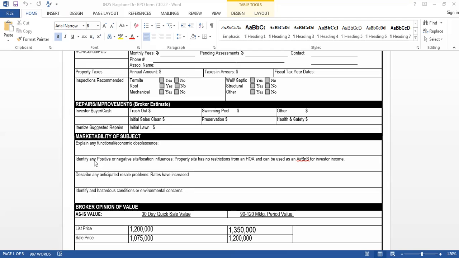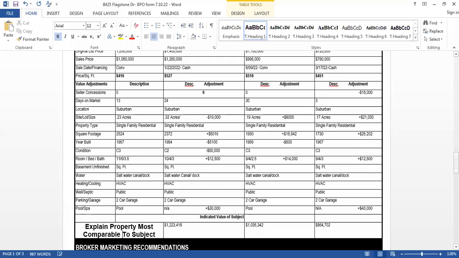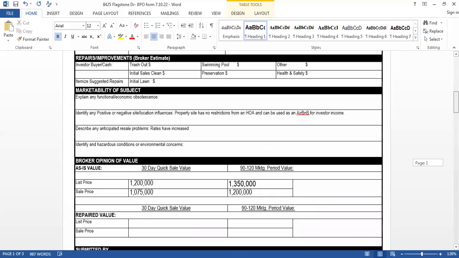And then you'll see here, identify any positive or negative site location influences. This particular one, the property has no site restrictions from an HOA and can be used as an Airbnb for investor income. So this is something that is a little bit unique to many of the homes that might be out there. Sorry about that.